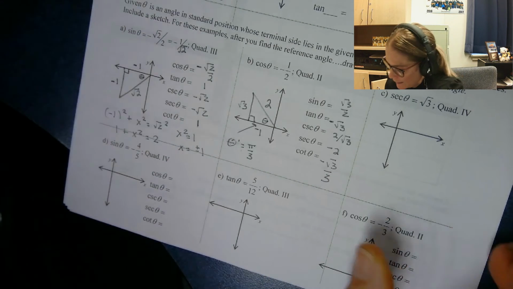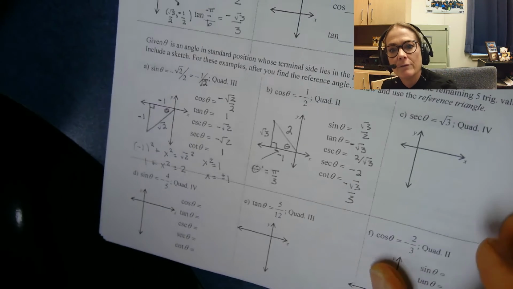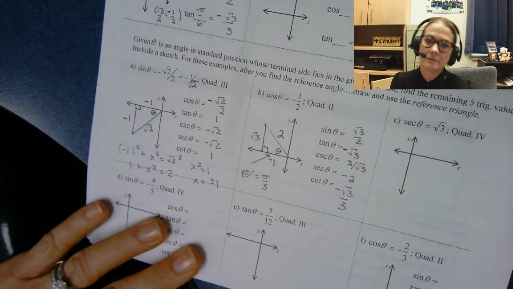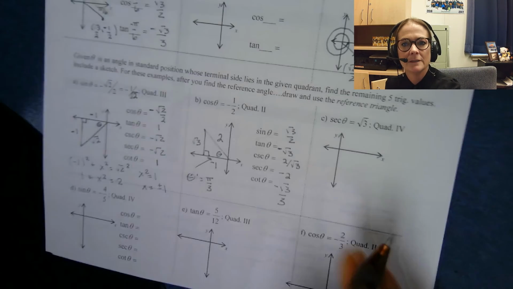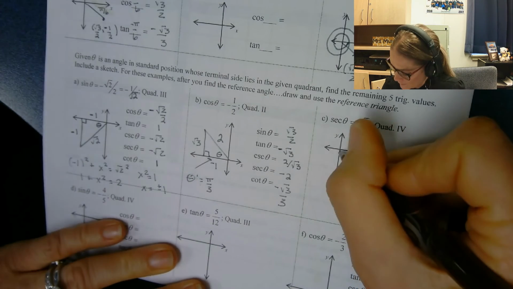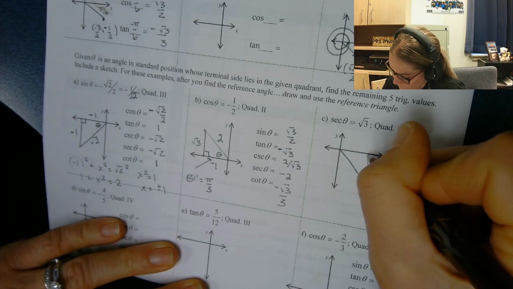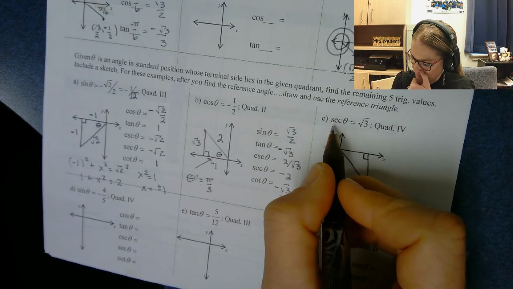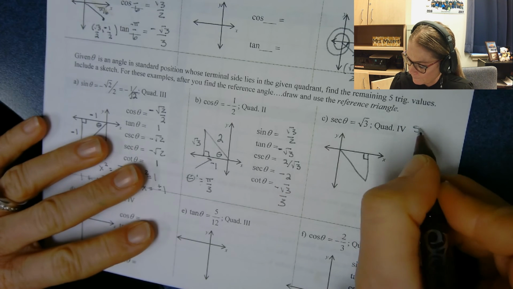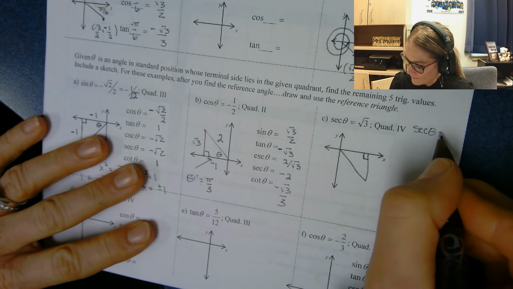All right. Secant is √3 in quad 4. Okay, I'm kind of sideways here. Let's see what I can do about that. All right, so quad 4. There's that. Okay, so secant is the reciprocal for cosine. So secant is going to be h over a.